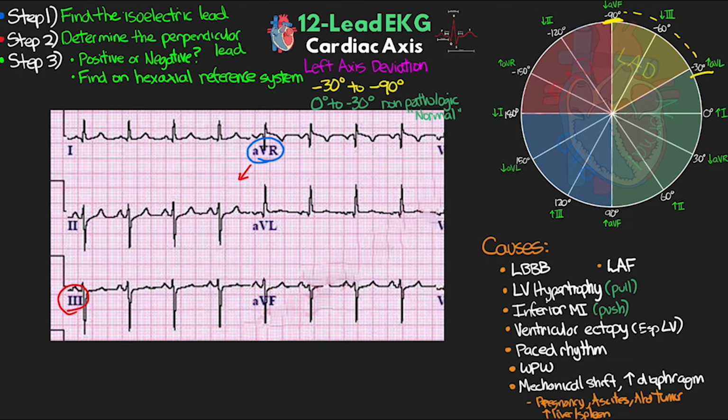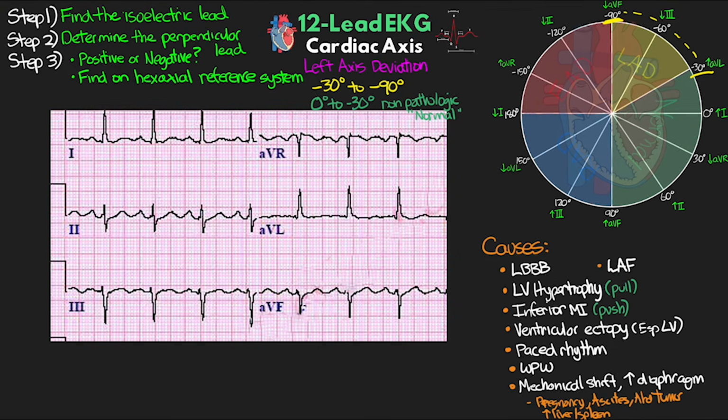And then on to step 3. When we look at lead 3, we see that it is negative. So when we go to our hexaxial reference chart, we can see that this puts us in the superior left at the negative 60 degree mark. Therefore, we know the axis is around negative 60 degrees, and it is in the pathological left axis deviation territory.